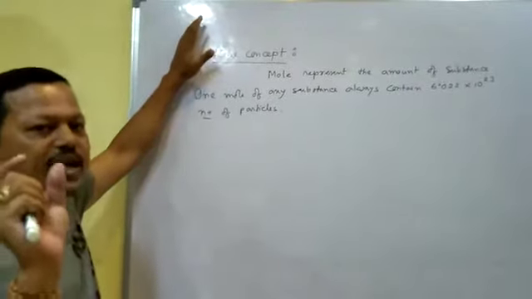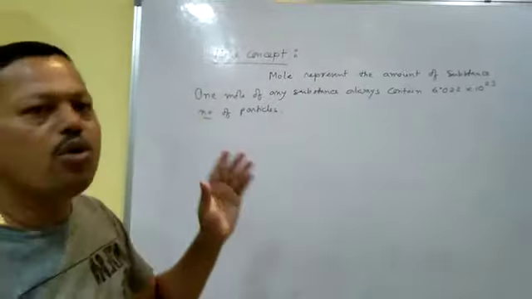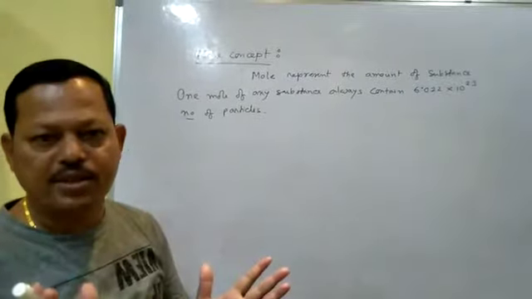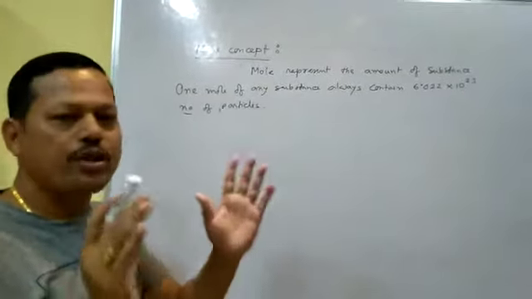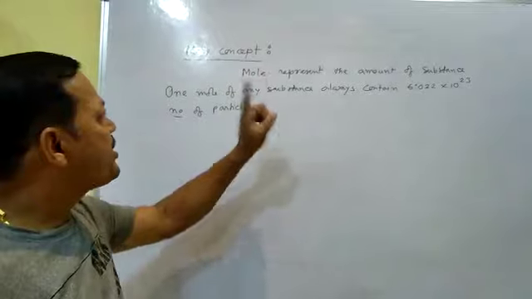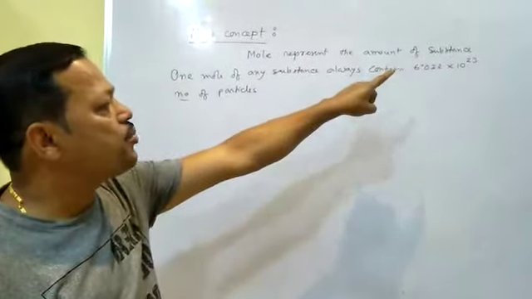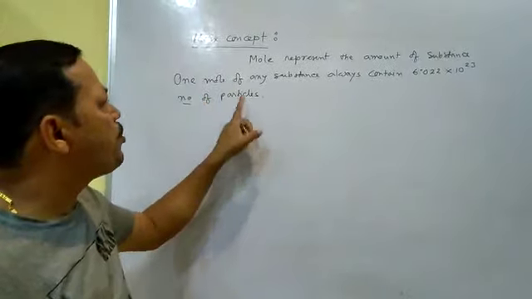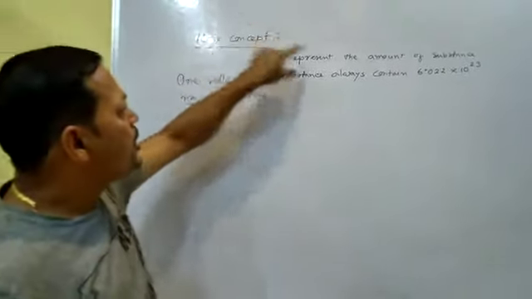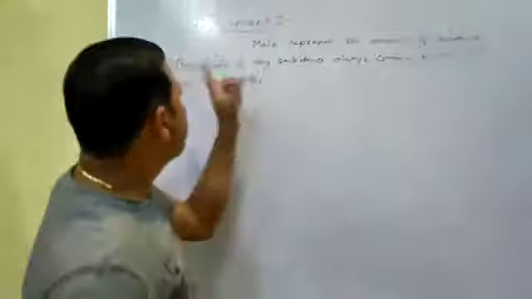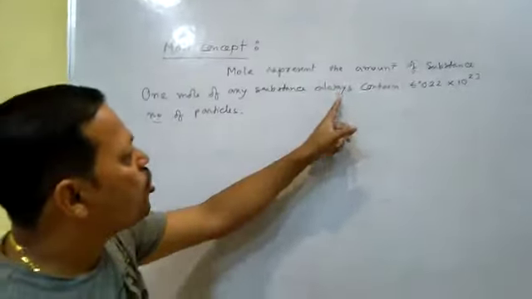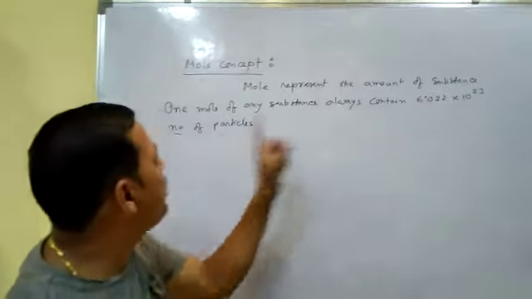So yesterday I told you a little bit about what a mole is. Mole represents some amount of substance. So how much amount? One mole of any substance always contains 6.022 into 10 to the power 23 number of particles.